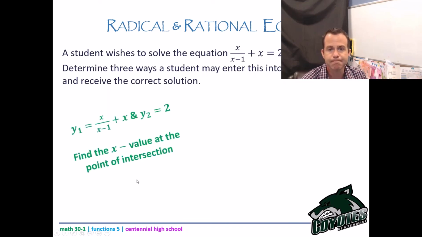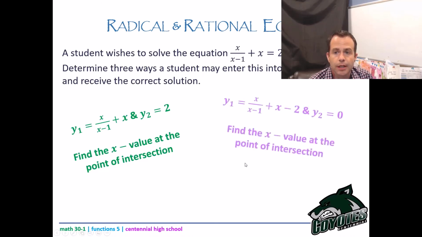So here's the first one I did. I said, let's put into Y1 x over x minus 1 plus x, and into Y2 put 2, and then I'm looking for the x value of the point of intersection. That's one way I could do it. Another way is to put x over x minus 1 plus x minus 2 all in Y1, and then in Y2, that would leave us with nothing, so in Y2 I'll put 0, and then I'll find the x value of that point of intersection. I just manipulated the equation around. Totally fine. That will also get me to the right answer.